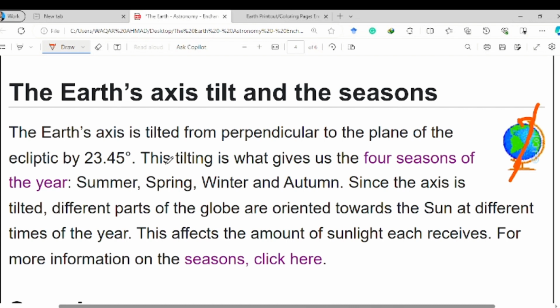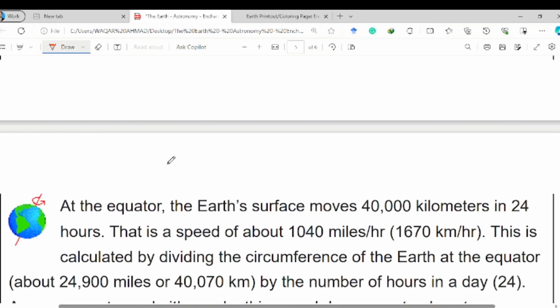Since the axis is tilted, different parts of the globe are oriented toward the sun at different times of the year. This affects the amount of sunlight each part receives, and the speed at which it has to rotate. At the equator, the Earth's surface moves around about 40,000 kilometers in 24 hours. Every rotation has the highest speed in the equatorial region.